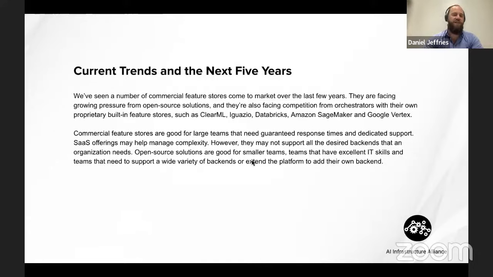The current trend is we've seen a number of commercial feature stores come out. They're facing growing pressure from open source solutions. They're also facing competition from orchestrators with their own proprietary built-in feature stores. So commercial stores are good for large teams that need to guarantee response time, and they need dedicated support because a lot of things are going to be dependent on the feature store. And SaaS offerings are going to help manage the complexity. However, they may not support all the desired backends that an organization needs. So you need to look closely at those backends.